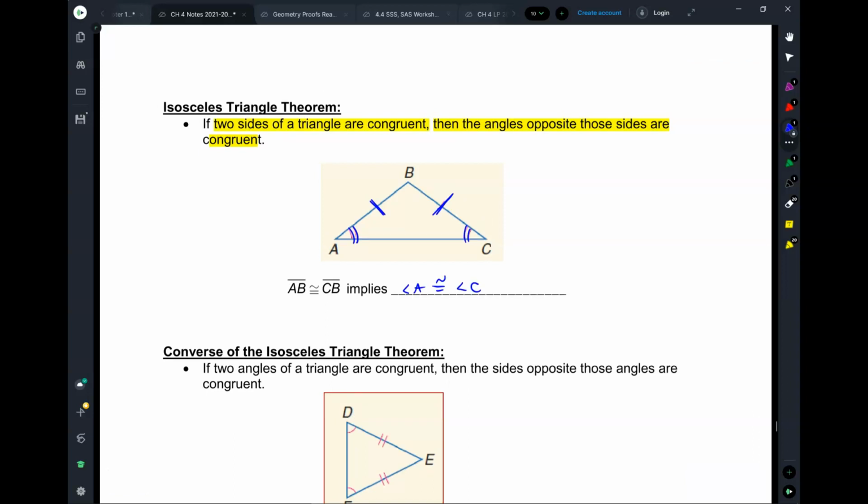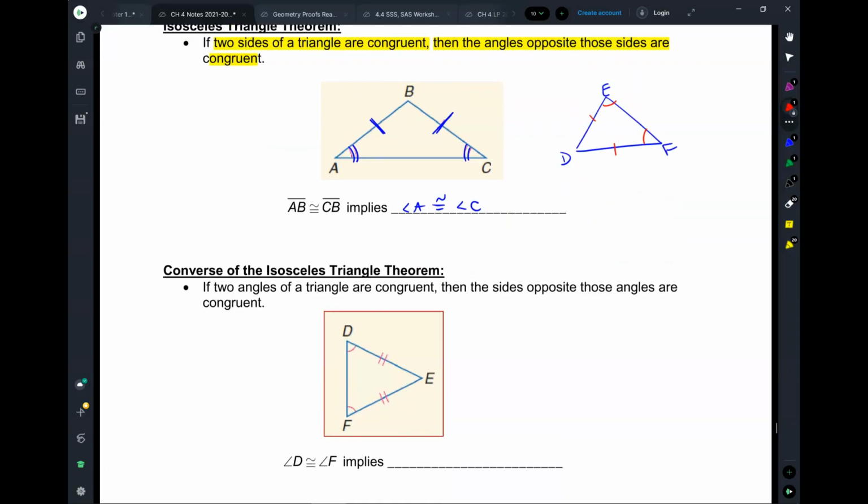And that could be in any orientation. So if you have a triangle like this, D, E, F, and suppose these two sides are congruent to each other, which two angles are congruent? E and F have to be congruent to each other, right? They're the base angles.